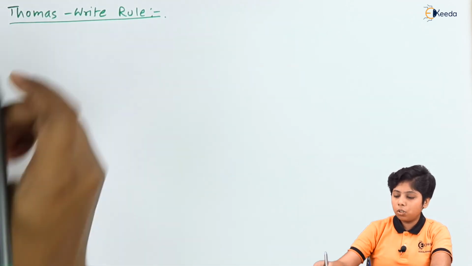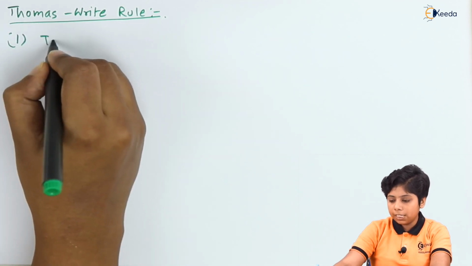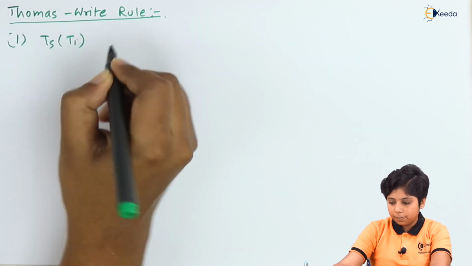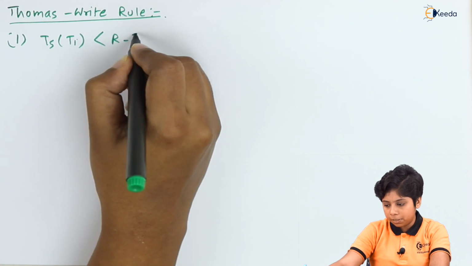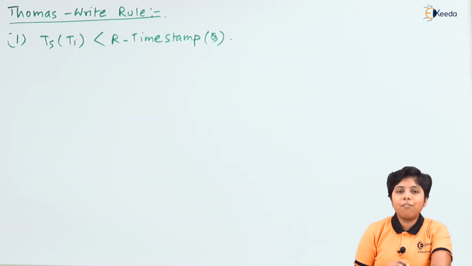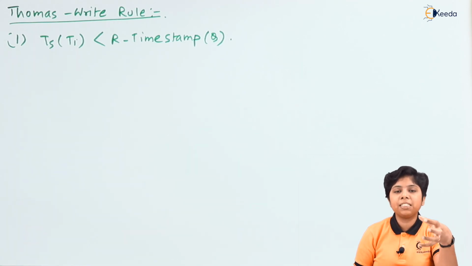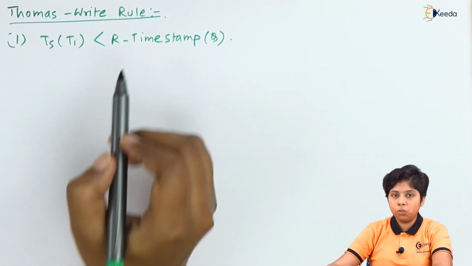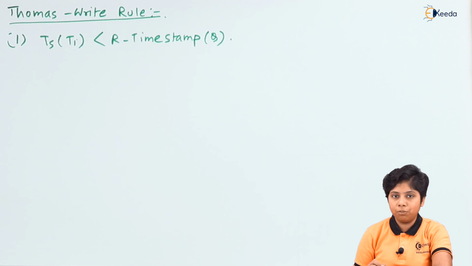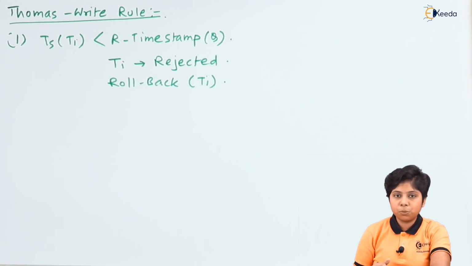So the first one is that TS(Ti) is less than R-timestamp(Q). That means the value of Ti is now an obsolete value that was needed previously, but it is assumed that it will never be used in the future. So Ti is rejected and rolled back. That is the R-timestamp(Q), not the W-timestamp(Q). So it is the same as the timestamp based protocol.